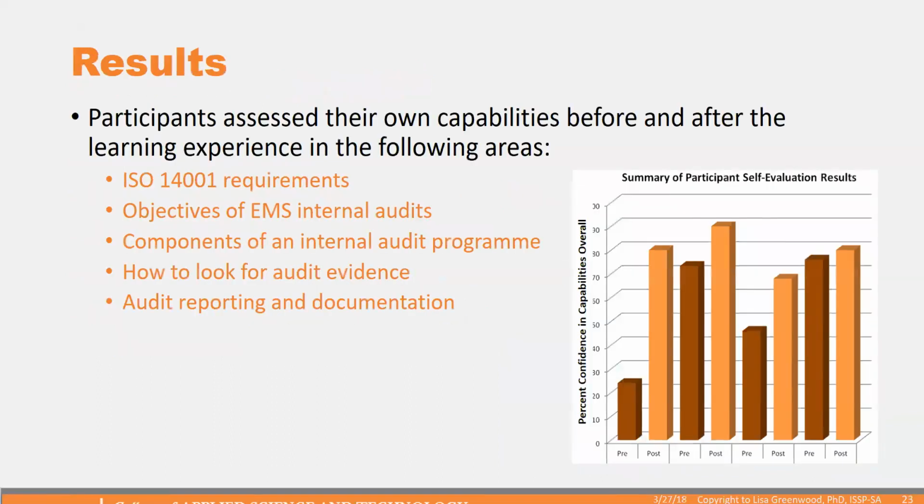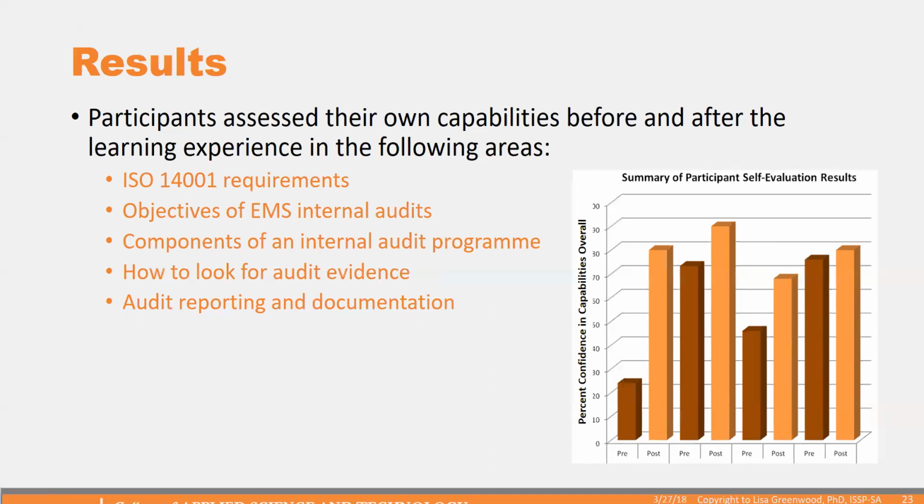So here's a look at our, at least preliminary, results. Participants were asked to evaluate their capabilities in a number of areas related to the internal audit, both before the learning process and following the learning process. And that included their degree of confidence relative to the ISO 14001 requirements, objectives of environmental management system internal audits, components of an internal audit program, how to look for audit evidence in relation to audit criteria, and audit documentation and reporting. And the red bars on the chart indicate overall confidence in capabilities prior to the learning process, and the orange bars indicate results after completion of the learning process. So each pair of bars represents one individual participant's responses.